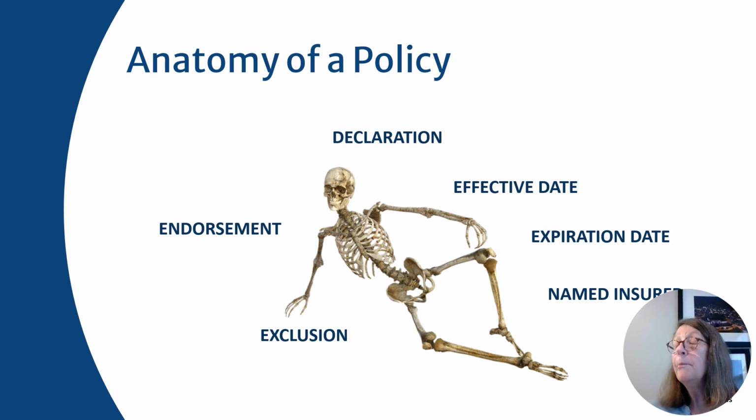Endorsement is an amendment to the policy adjusting the coverage that takes precedence over the general policy. Exclusion, a provision in the policy that eliminates coverage for certain events, property, or locations. An endorsement can add coverage, and exclusion can subtract coverage. And last, the named insured, the person covered under the policy.